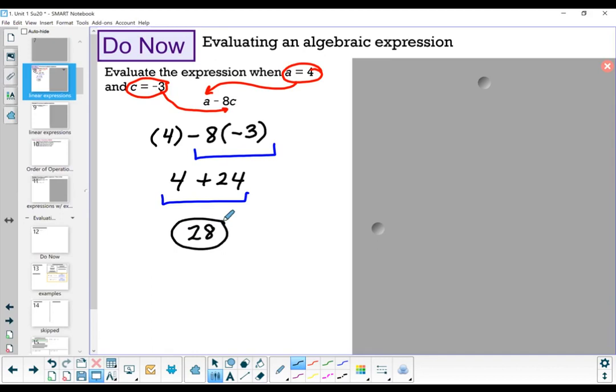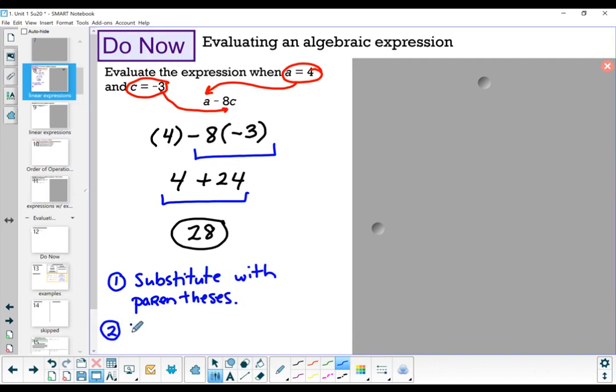Okay, so first you want to remember, substitute with parentheses. Okay, and then make sure you follow the order of operations.